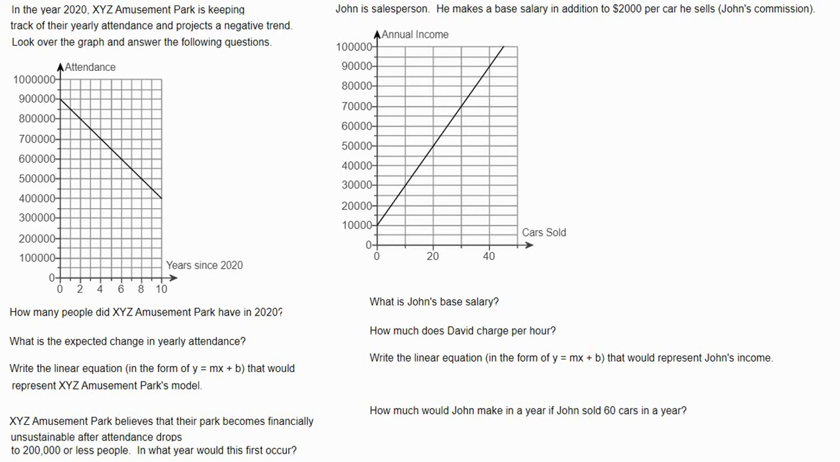So we're going to answer some questions based on the graph. The one on the left, in the year 2020, the amusement park is keeping track of their yearly attendance and projects a negative trend. You can tell from the graph it's going down and to the right. Look over the graph. We're going to answer the following questions.